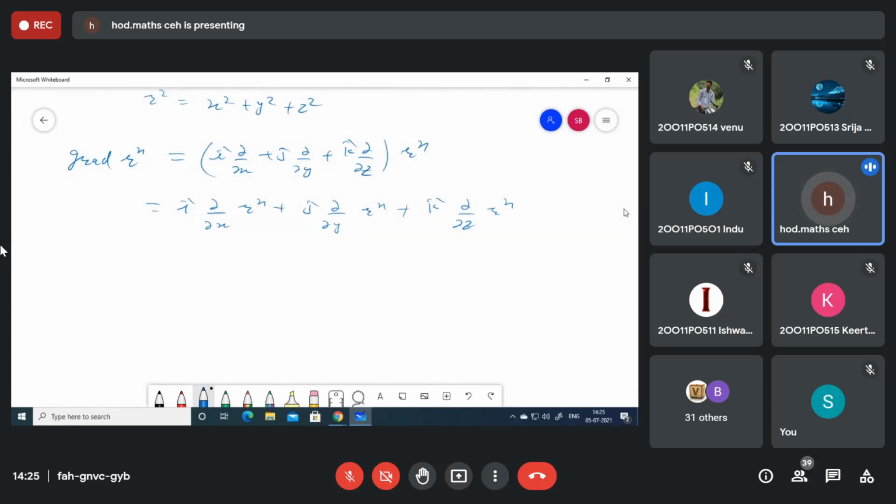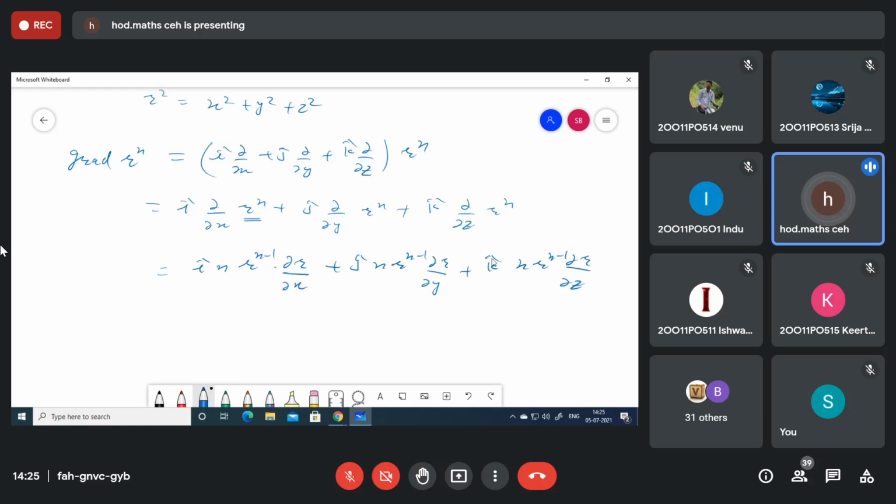Okay, so now let us differentiate, i cap as it is. Differentiate r to the power n with respect to x. On differentiating, what you will get is n into r to the power n minus 1, ∂r/∂x. Similarly, n into r to the power n minus 1, ∂r/∂y. Similarly, n into r to the power n minus 1, ∂r/∂z.